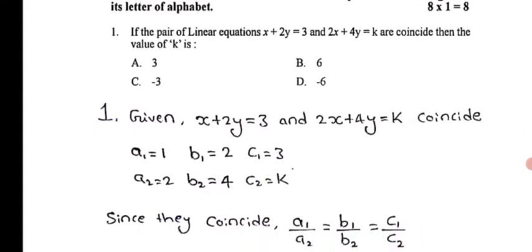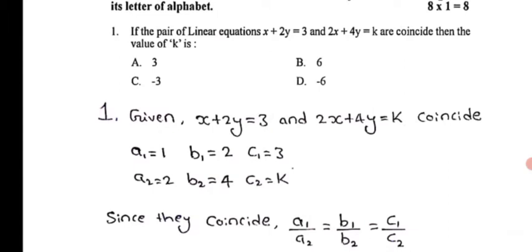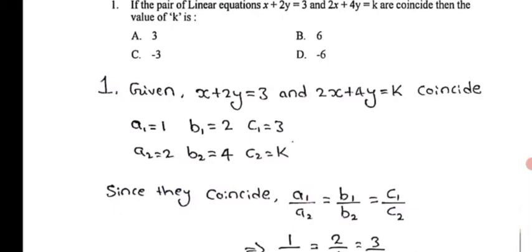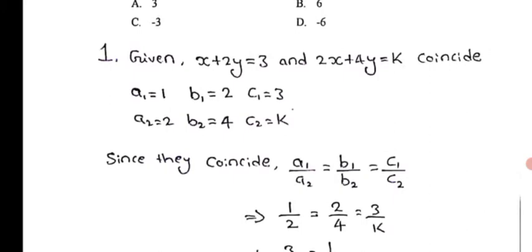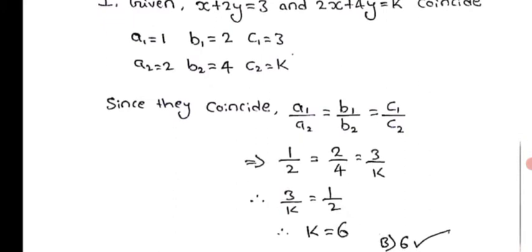Here it is given that x plus 2y is equal to 3 and 2x plus 4y is equal to k coincide. Here a1 is equal to 1, b1 is equal to 2 and c1 is equal to 3. Similarly a2 is equal to 2, b2 is equal to 4 and c2 is equal to k. So since they coincide, a1 by a2 equal to b1 by b2, which is equal to c1 by c2. By substituting, we will get 1 by 2 is equal to 2 by 4 is equal to 3 by k.